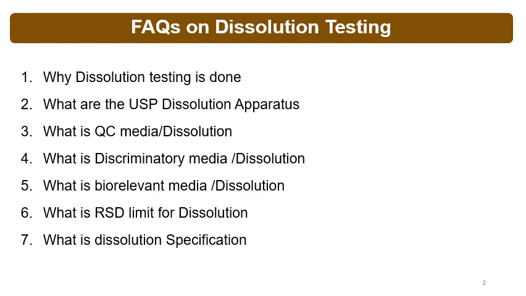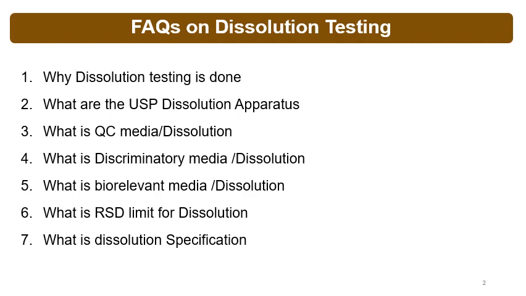Fourth question is what is discriminatory media or discriminatory dissolution? Discriminatory dissolution is that dissolution test, with parameters and specifications, which can distinguish between the batches which will be bioequivalent and which batches will be bioinequivalent. These methods for discrimination can reject the batches which may not prove to be bioequivalent.